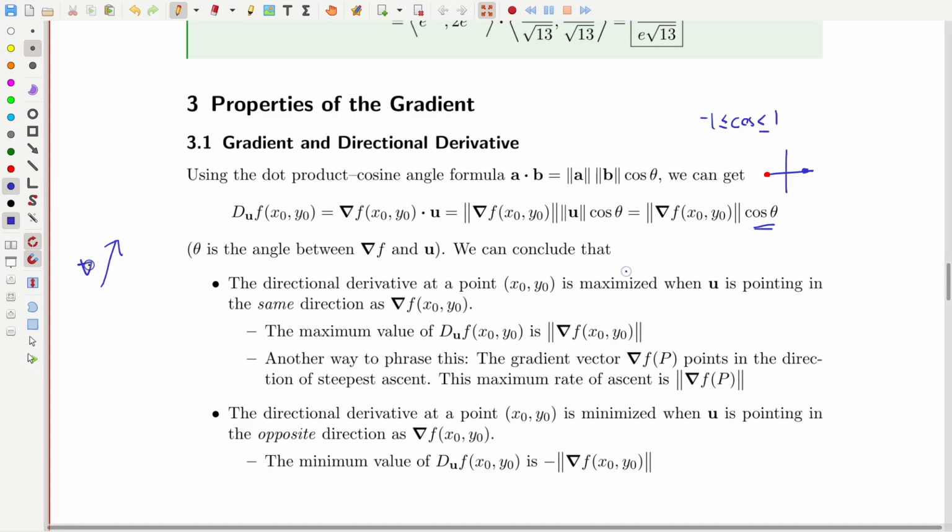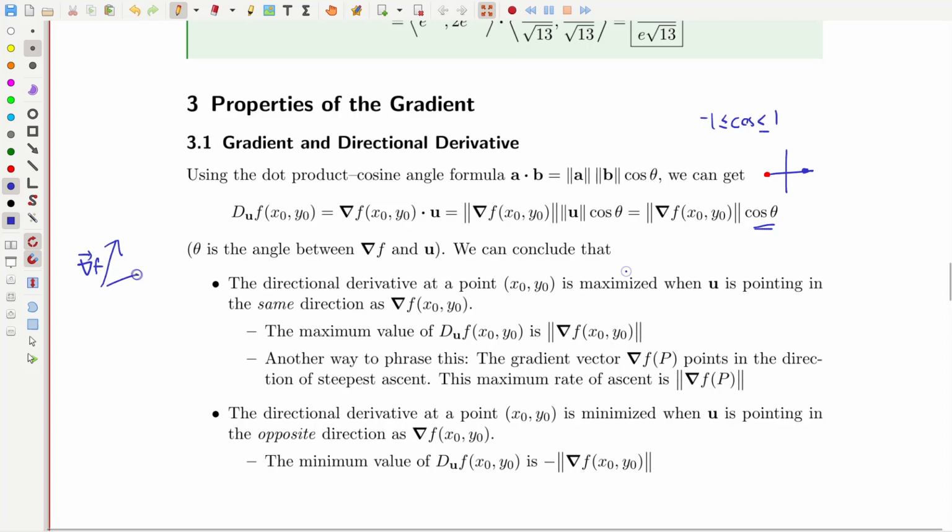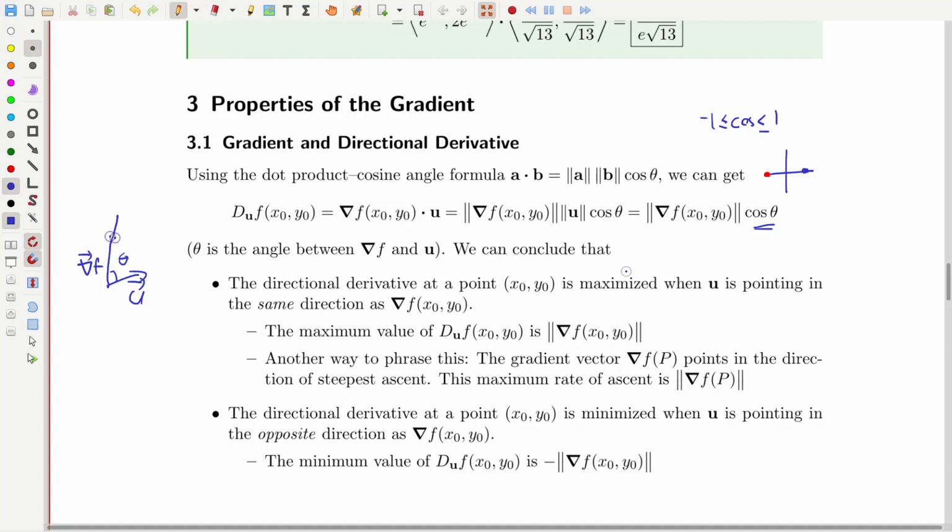Maybe I can diagram something about this as well. So you might have this kind of situation. And what happens is the value of the directional derivative is maximized when theta is equal to 0, when they are completely aligned with one another. And it is minimized when theta is 180 degrees, when they are opposed to one another, in opposite directions. And so that's what I say here.